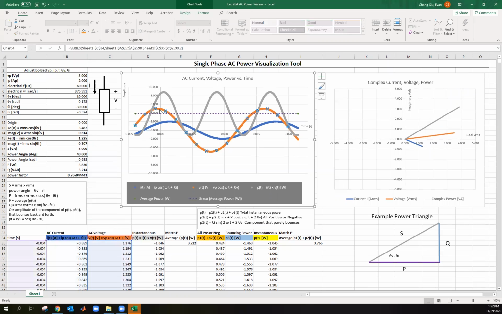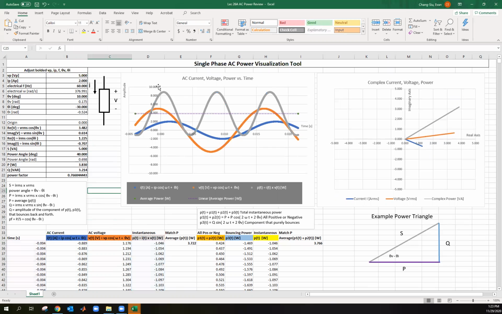All right, so this is the voltage in orange, I color code it. Here's the current in blue, and here's the instantaneous power in gray. And what do we notice? We notice that the power is oscillating at 2 times the frequency of the voltage or current. We notice that whenever the current or the voltage is 0, we get 0 instantaneous power. In this case, we're getting a little bit of positive, a little bit of negative.